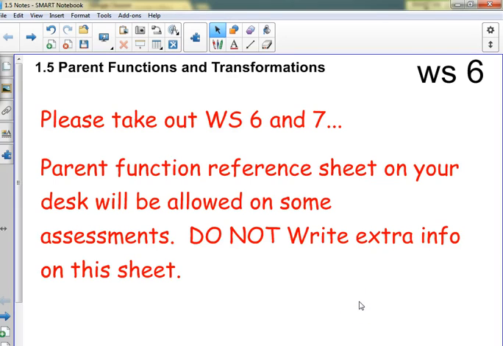Going to do worksheet 6 and 7. We're going to talk about parent functions and then transformations.